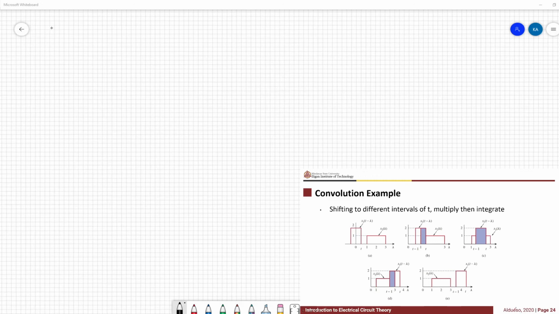So for the first interval, for time from 0 to 1, the convolution of the two signals is equal to 0 since there is no overlap between the two functions for A. For B, time interval from 1 to 2, the two signals overlap between time 1 and up to t. So looking at the figure, the two functions overlap at the shaded area.